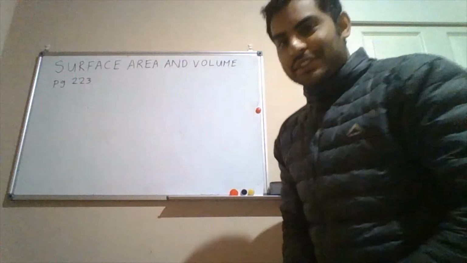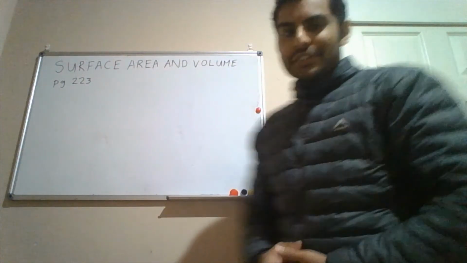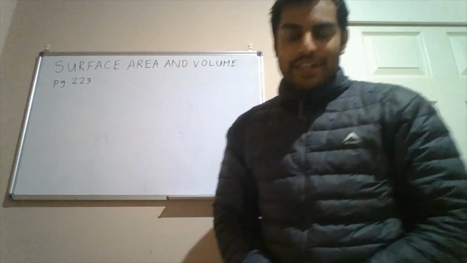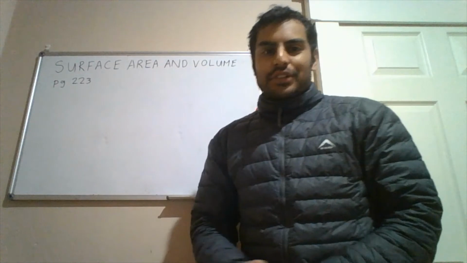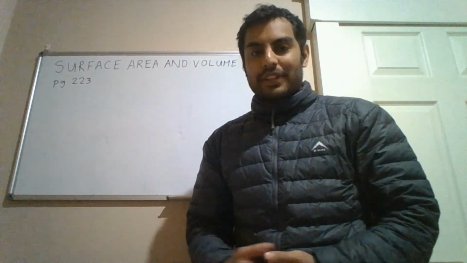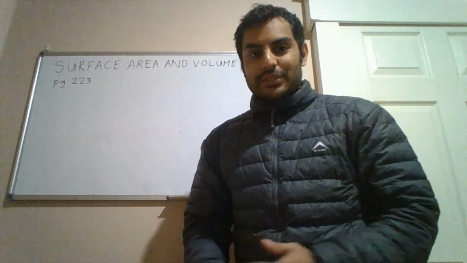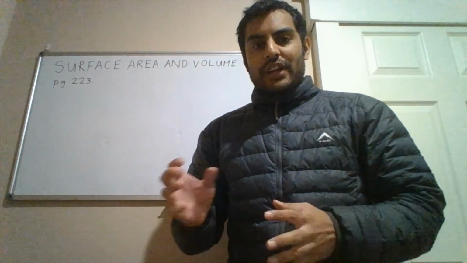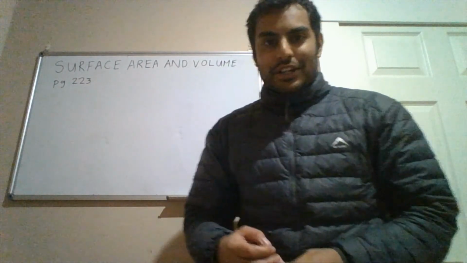And today we're going to be starting a new section, surface area and volume. You'll find this on page 223 of the grade 9 textbook. You'll see that there are a whole lot of formulae there for the different types of solids: cubes, cuboids, prisms and cylinders. I'm not going to go through the derivations of all these formulae. I'm just going to show you very simply how you can calculate surface area.